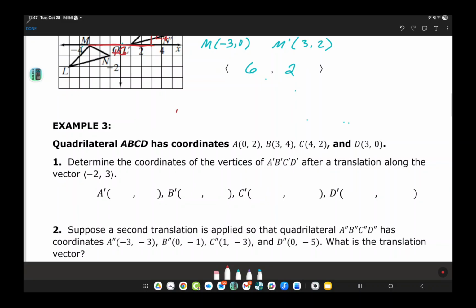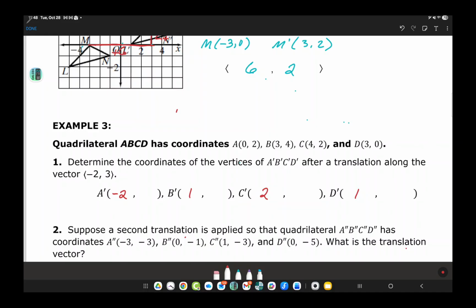We're going to do a vector change of (-2, 3). So let's just do this easily. Let's look at all the x values and subtract 2. So A prime is going to be at -2. I'm not going to worry about y; I'll do y in a second. So B prime, my x value is 1. C prime, my x value is 2. And D prime, my x value is 1. So all I did was take away 2 from each x value. The y values are going to increase by 3.